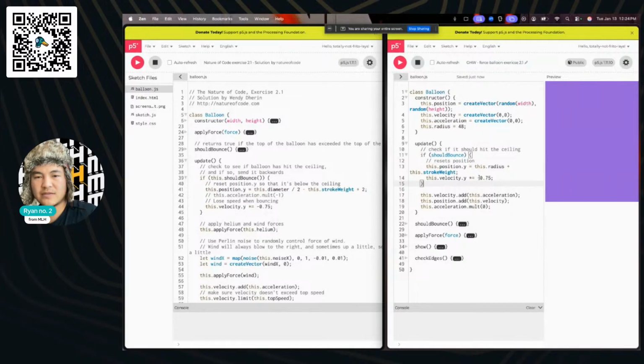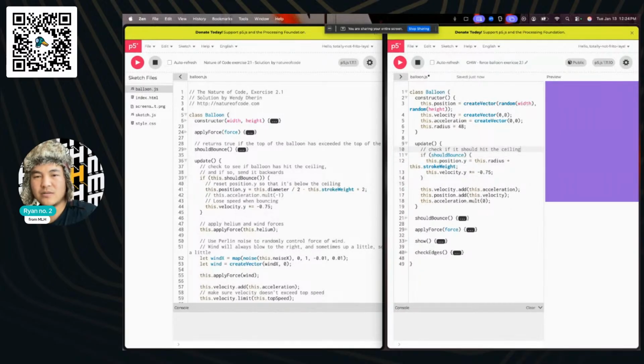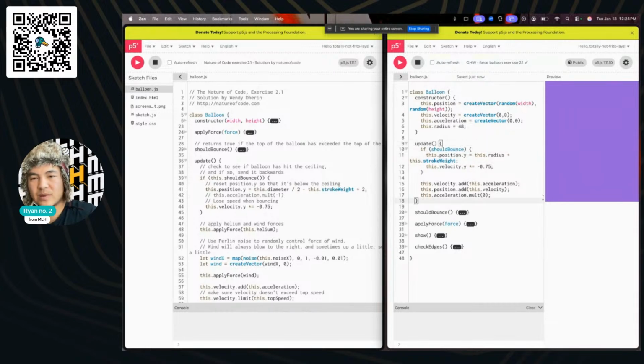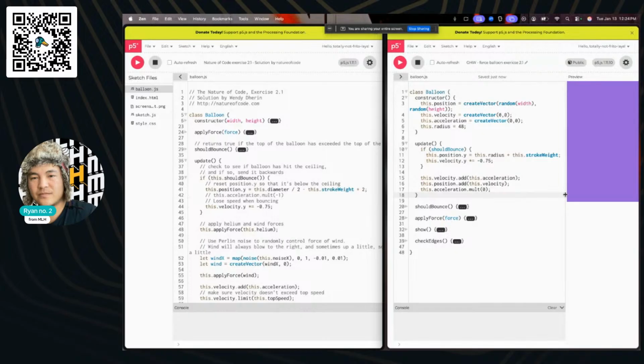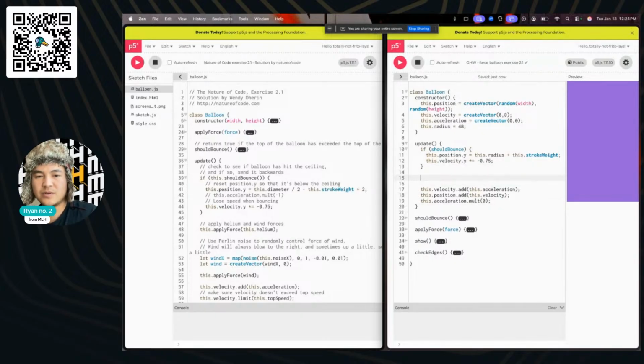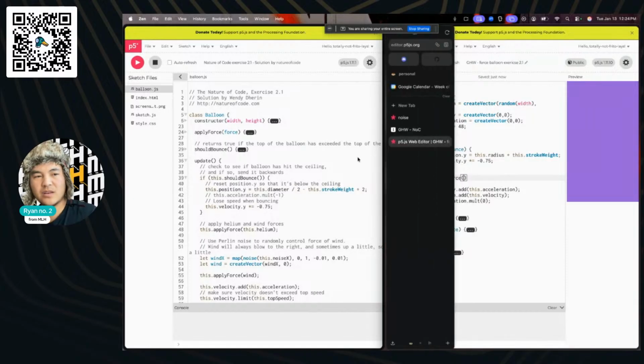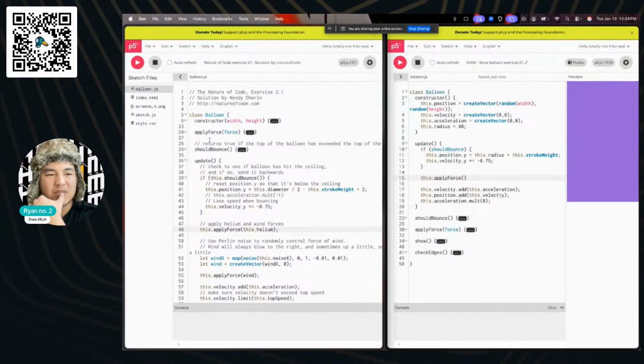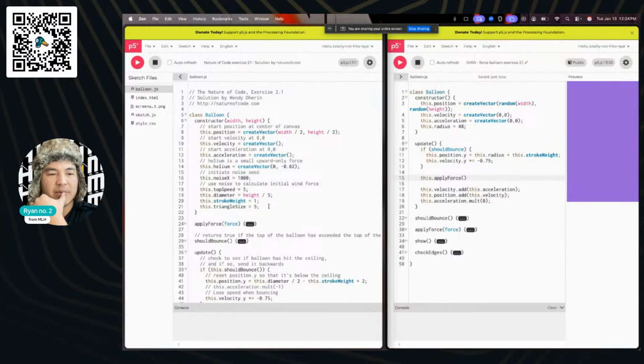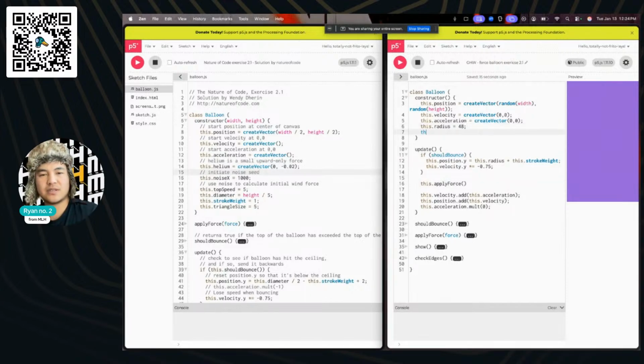We need to actually have the upward force now. I'm going to remove those comments. Okay. This dot apply force, this dot helium. I'm assuming helium is defined up here. Helium is a small upward only force. There we go. Sure, let's do something similar.